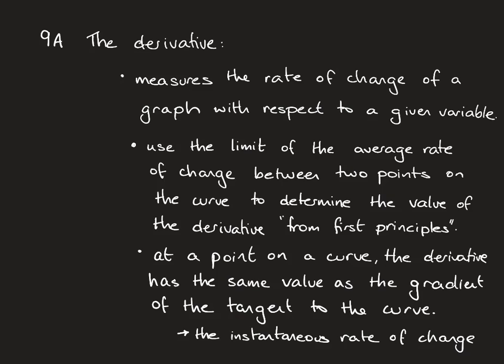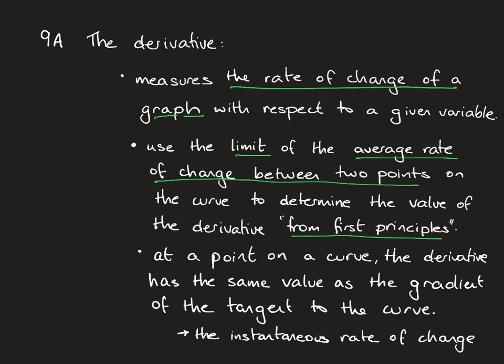In this video, we're going to look at the derivative. Now, the derivative measures the rate of change of a graph with respect to a given variable, which is normally x. We use the limit of the average rate of change between 2 points on the curve to determine the value of the limit, and we do that using what we call first principles.